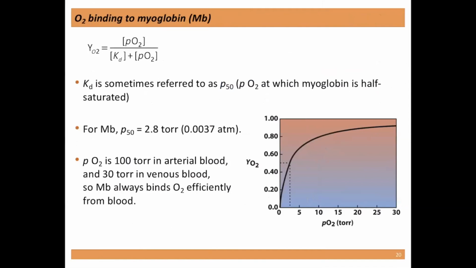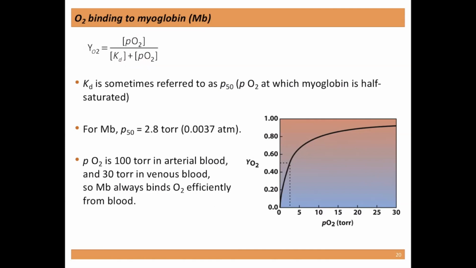Okay, but we want a specific example. We're going to talk about myoglobin, and when we look at myoglobin, what we want to do is look at the fractional amount of myoglobin that's bound to oxygen, and it will be easier to deal with pressures of O2 than actual concentrations of O2. And again, we'll have the Kd.